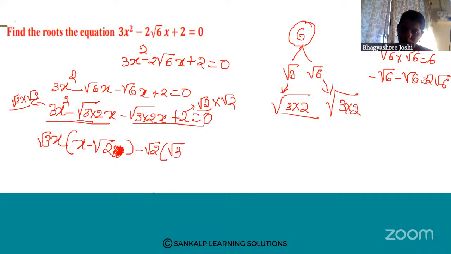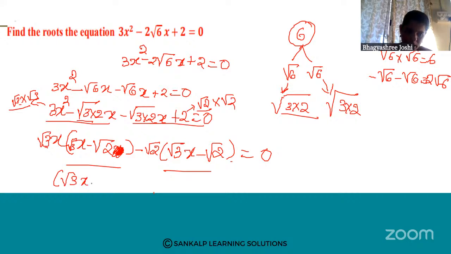So here root 3. Yes, so here 1 root 3 I have taken common. So 1 root 3 is there, right? So root 3x plus... into minus minus. So 2 root 2 already I have taken common, so 1 root 2. Root 3x minus root 2, root 3x minus root 2. So these two factors I will get.